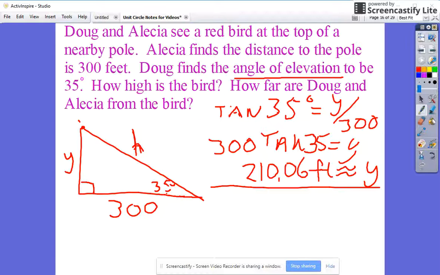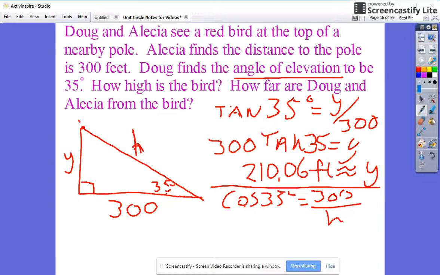Right? Second part of this is how far are they from the bird? Well, in this case, we're looking for that hypotenuse. So some trig function of 35 degrees is equal to something dealing with h and 300. Well, if I do 300 over h, that is adjacent over hypotenuse, and that's cosine. So I can do cosine of 35 degrees equals 300 over h.